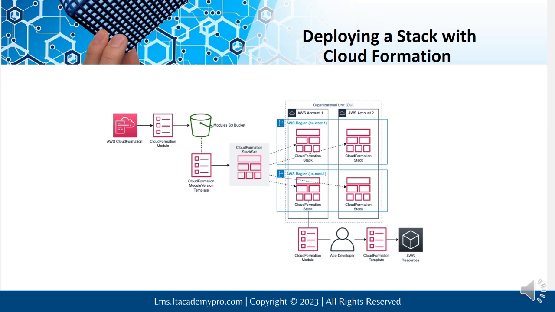Deploying a stack with CloudFormation. A stack is simply a group of AWS resources that work together. Imagine setting up an entire office, desk, chair, computer, all in one go. That's what deploying a stack does. It sets up all the AWS resources you need at once.